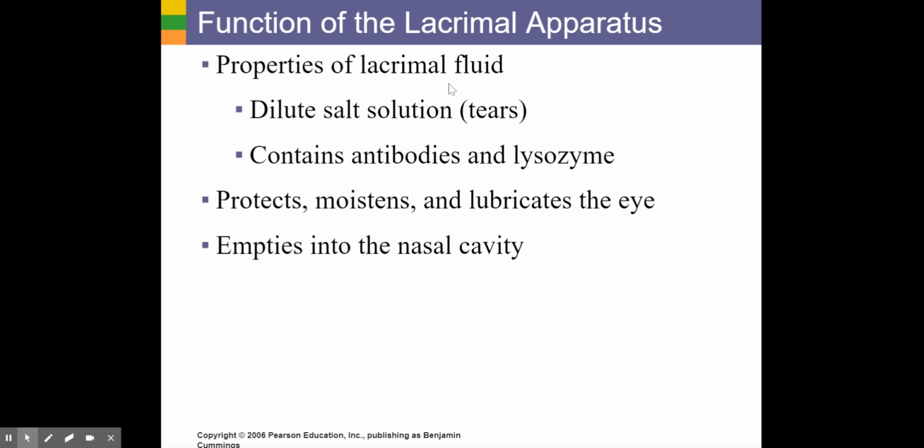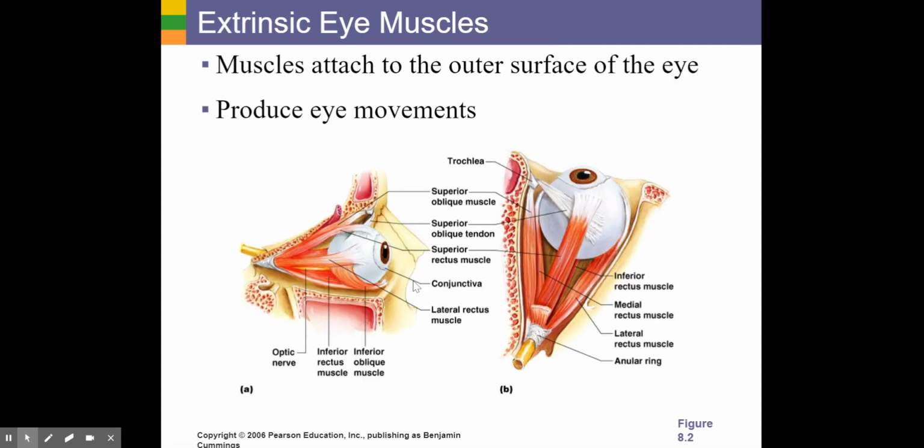As for the functions of all that, they produce this diluted salt solution, essentially what we refer to as tears. In that salt solution are antibodies as well as lysosomes, so it will actually get rid of most any kind of foreign invaders as well as break them down. It's there to help not only protect, but also moisten and keep that eye lubricated. And then obviously at some point, all that ends up in the nasal cavity, unless you have some sort of conjunctivitis, which could cause a plugging of the nasolacrimal duct, and then you would have a buildup of that. Usually that's what's associated with conjunctivitis, that matting of the eye, because that fluid has nowhere to go.